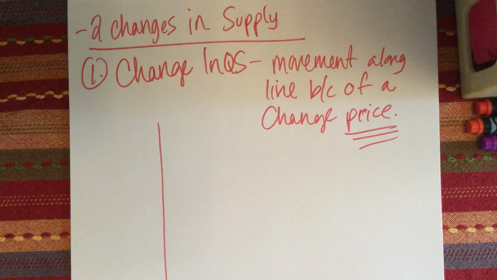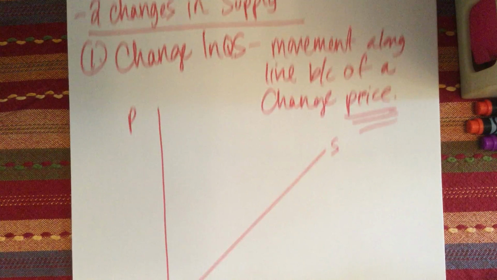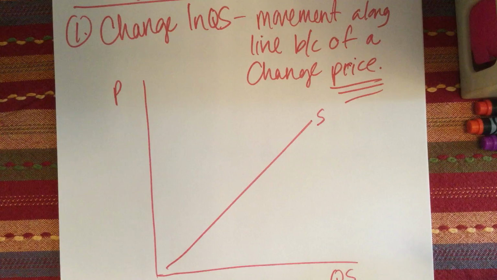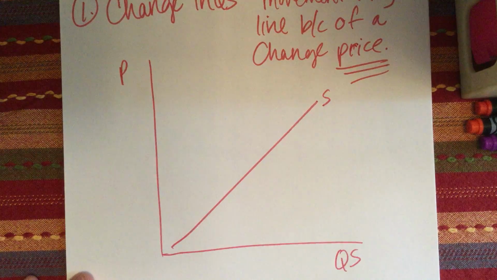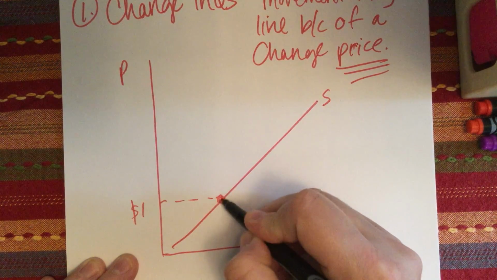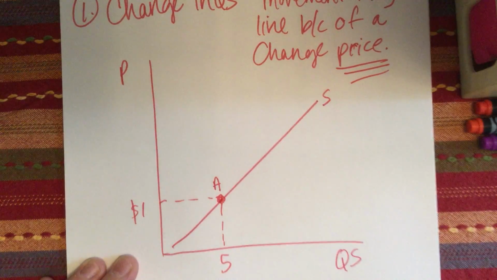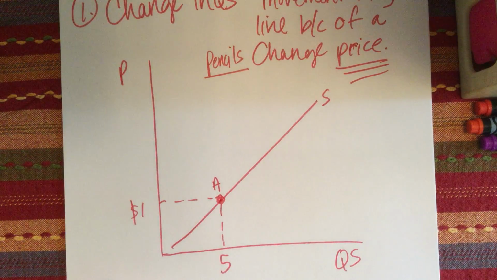So let's say, for example, that we have here our upward sloping line and supply. This is our graph here. A change in quantity supplied, like I said, is just a movement along the line. So let's say, for example, that the price that prevails in the market is $1. And at $1, we are calling this point A. At $1, we are supplying 5 units of pencils to the market. And I will label my market pencils.